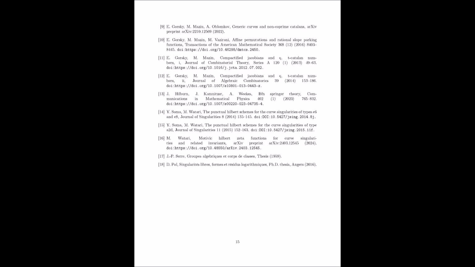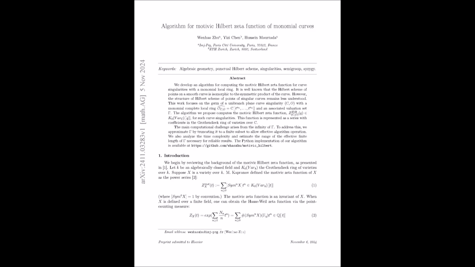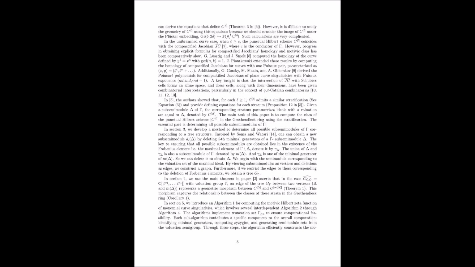Right. So for our listeners who might not be as familiar with this area, let's start with a quick overview. We're dealing with curves, which we can think of as one-dimensional objects defined by polynomial equations. And singularities are those points where the curve isn't smooth, like sharp cusps, or points where multiple branches intersect. And the Motivic Hilbert Zeta function is a way to capture intricate information about the geometry of these singularities. It's a refinement of the standard Motivic Zeta function, which, as you know, is already a pretty sophisticated object.